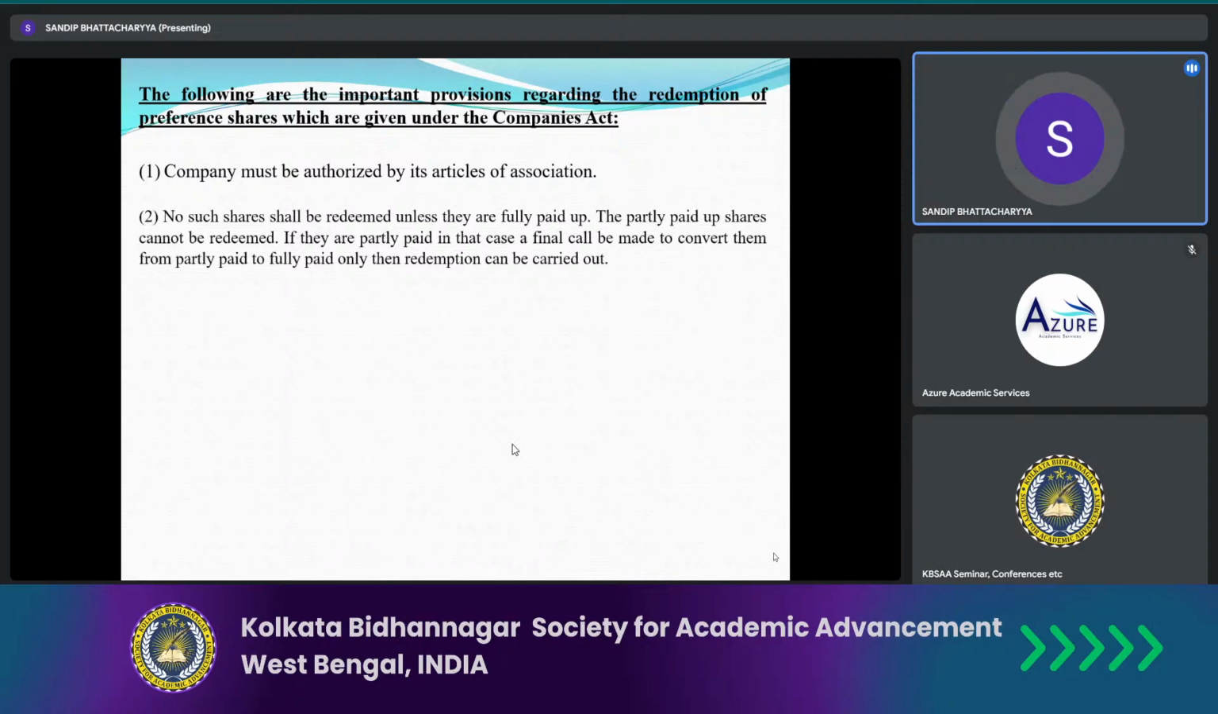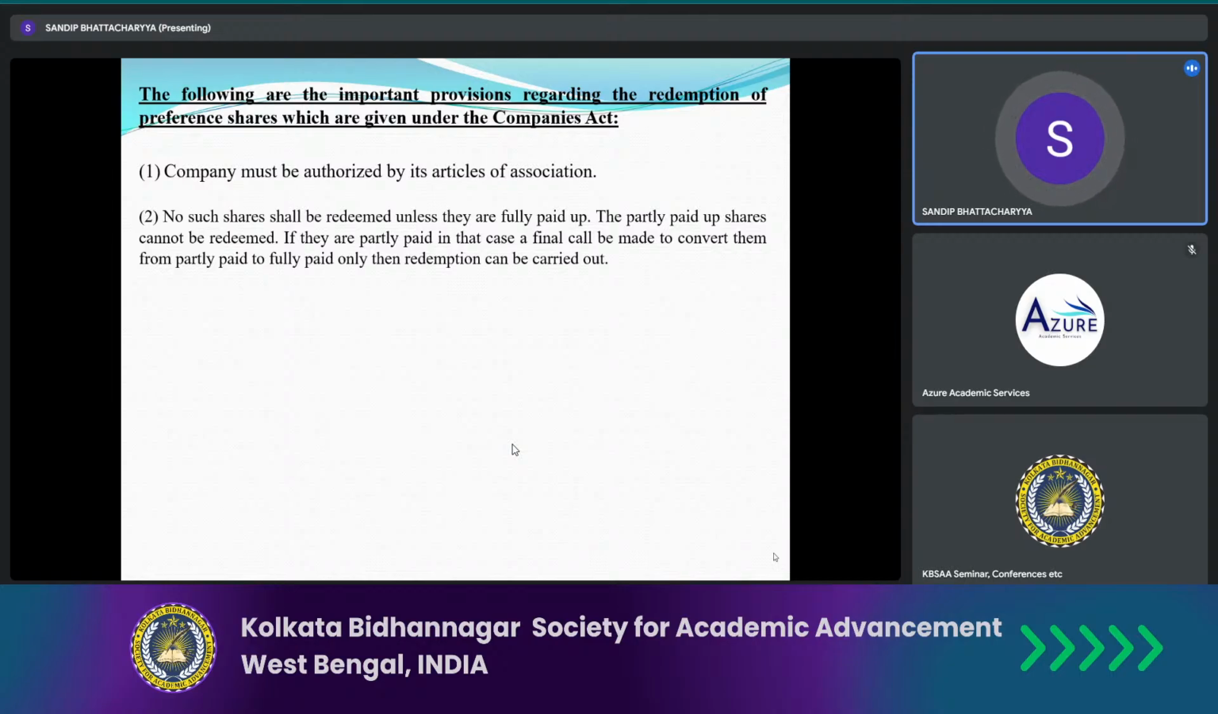Second is, as you can see, no such share shall be redeemed unless and until they are fully paid up. So what does it mean? It means that if your share is a partly paid up share, it cannot be redeemed. For example, I am just giving you one very simple example.